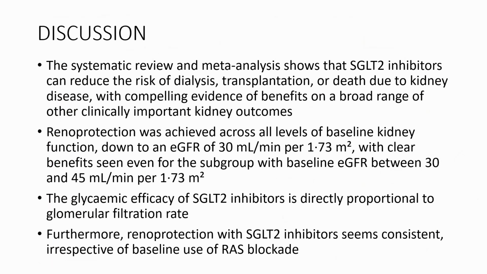Coming to the discussion part, from the study, the systematic review and meta-analysis shows that SGLT2 inhibitors can reduce the risk of dialysis, transplantation, or death due to kidney disease, with compelling evidence of benefits on a broad range of other clinically important kidney outcomes. The renoprotective effect was achieved across all levels of baseline kidney function, down to an EGFR of 30 ml, with a clear benefit seen even in subgroups with baseline EGFR between 30 to 45. The glycemic effect of SGLT2 inhibitors was directly proportional to the glomerular filtration rate. Furthermore, the renoprotection with SGLT2 inhibitors seems consistent irrespective of the baseline use of RAS blockade.